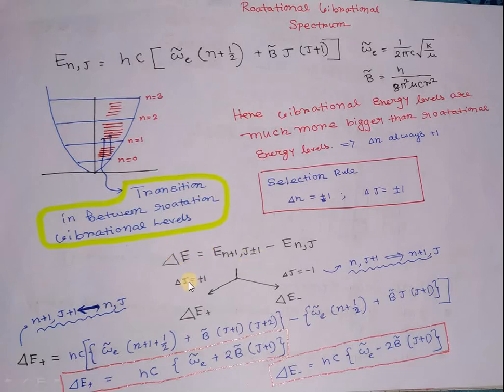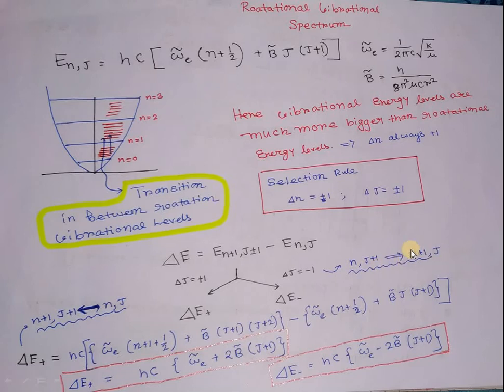So for delta j equal to +1, this delta E is expressed as plus delta E, and for the transition where delta j is equal to -1, the delta E is expressed as minus delta E. So in case of delta j equal to -1, the transition occurs from the nth vibrational energy level with rotational energy level j plus 1, to the n plus 1th vibrational energy level with rotational energy level j.